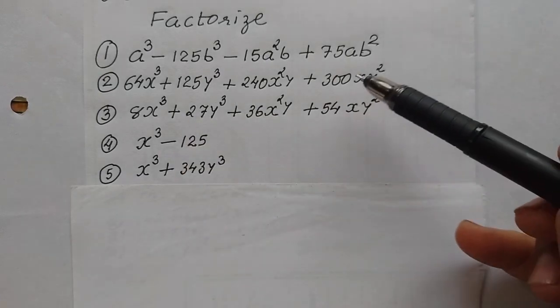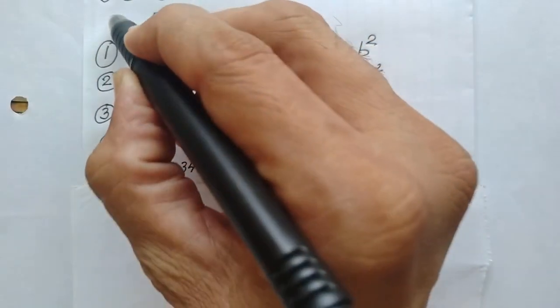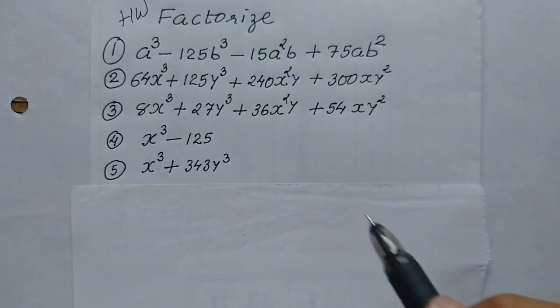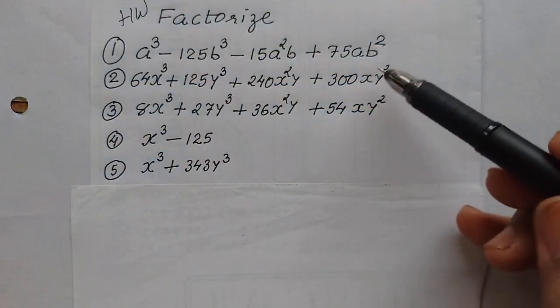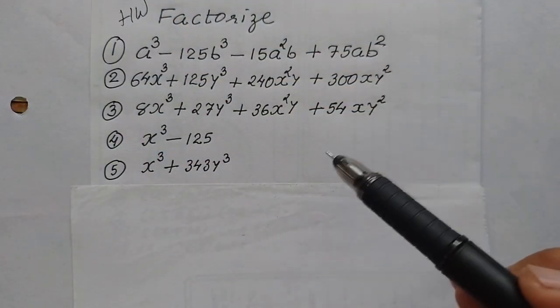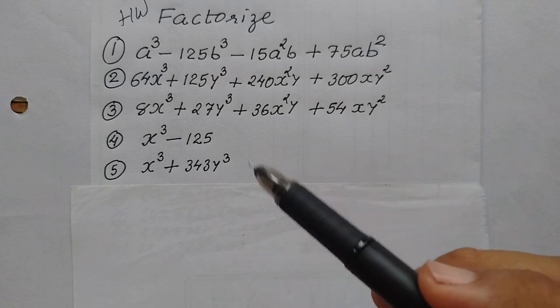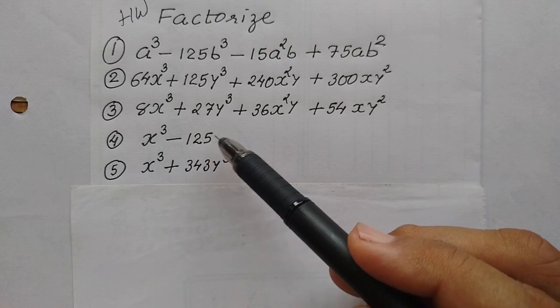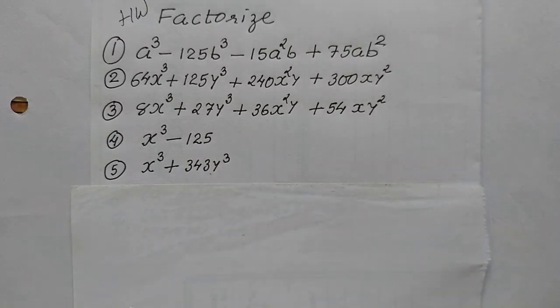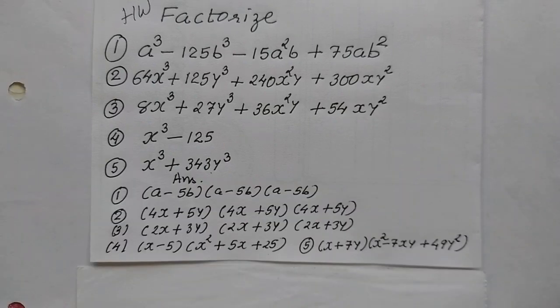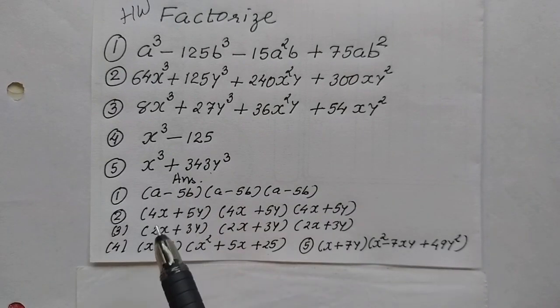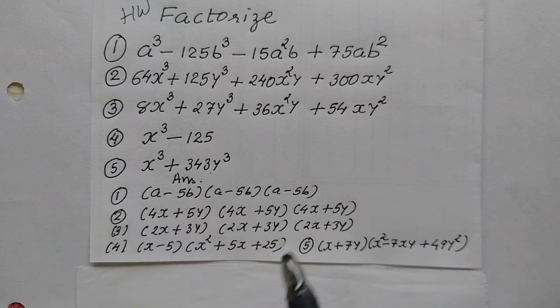See children, homework. Okay. So the first three are the same type of question, and these two are cubic polynomials. Just now I taught. Okay, pause the video, note down. Now write down answers, children, for each, five in total. The fifth one is here.